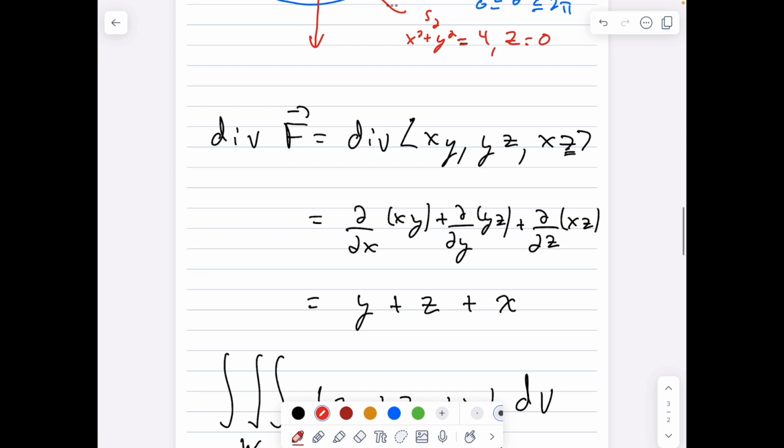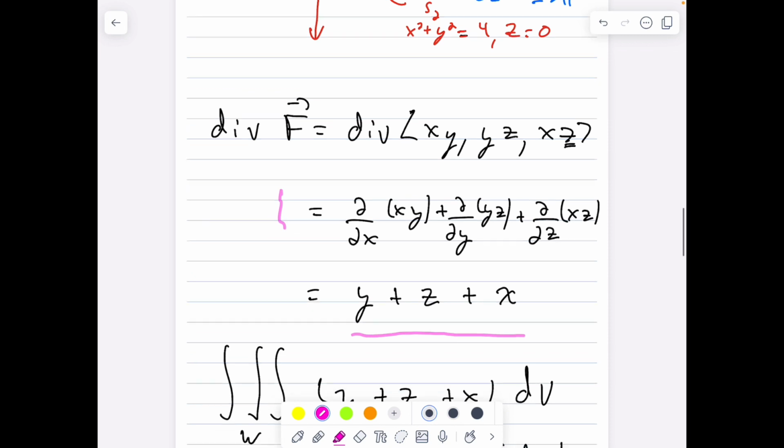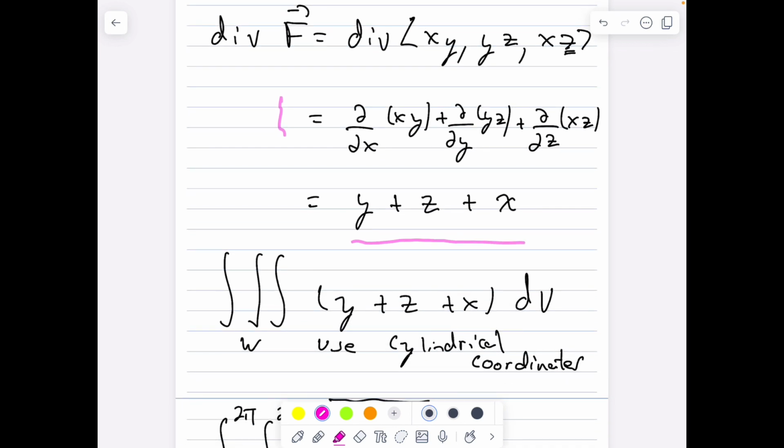First, let's figure out the divergence. So the divergence is the partial derivatives of each of the components with respect to x, y, and z, as you see right here. And that came out to be y plus z plus x, okay? And what we're going to do is integrate that over the solid.